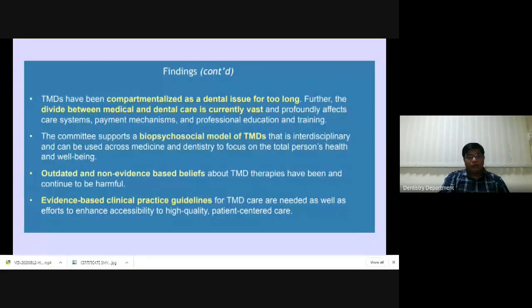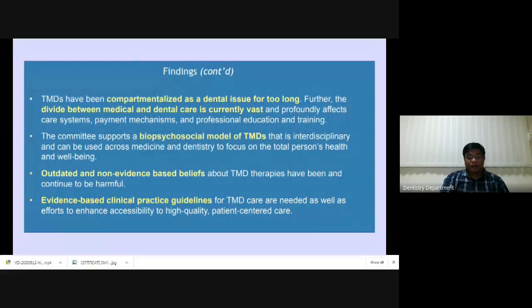And they also found that TMD has been compartmentalized as a dental issue for too long. For a long time they all thought that it is a dental etiology which causes TMD. And further, they found out that the divide between medical and dental care is currently vast and profoundly affects care systems. They also support a biopsychosocial model of TMD. We are going to discuss the biopsychosocial model a lot in this presentation, which is interdisciplinary and can be used across medicine and dentistry to focus on the total person's health and well-being.